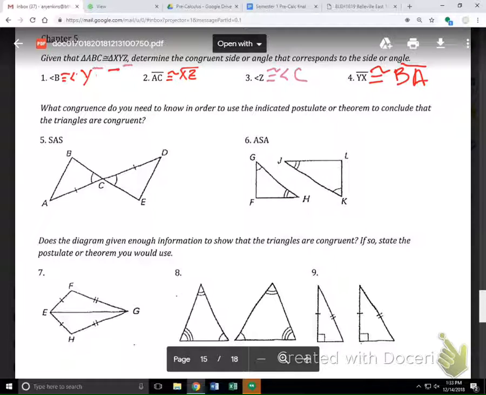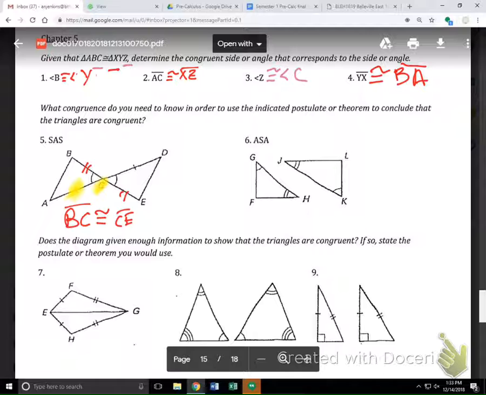So the next one tells you which postulate they want you to use. They want you to use side, angle, side. Right now we have a side and we have an angle. What else do we need to be congruent? We need the other side. So which side do we have to show? We have a side. We have an angle. So what side are we missing? Another side. BC is congruent to CE.